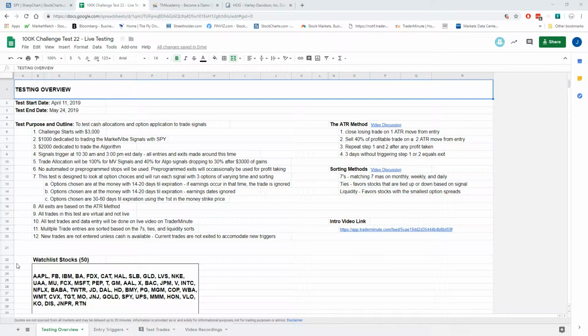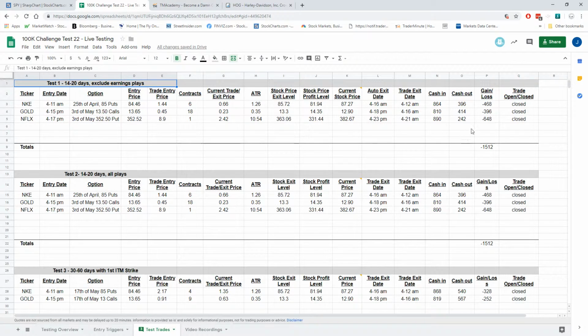I'm jumping on here real quick to just do a short description of some of the headers that are under the Test Trades tab. So let's go out and do that. This video will be added to the spreadsheet, and you will be able to access it at any time.